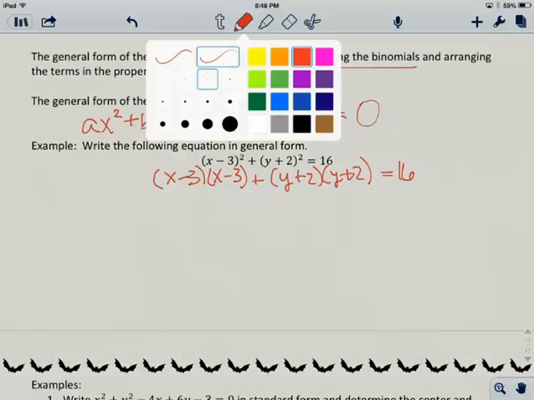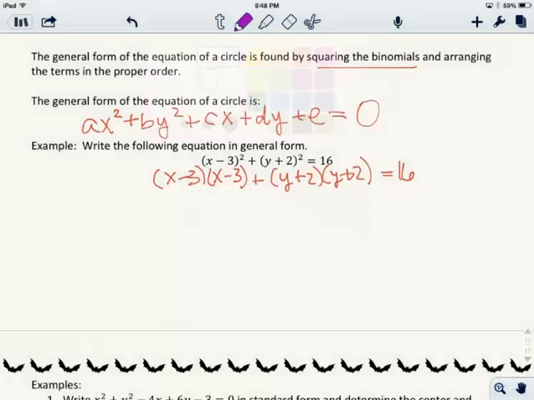Okay, from here, we need to FOIL this out. So x times x gives us our x squared. If we multiply the middle two pieces together, we get a negative 3x and a negative 3x, which together gives us negative 6x. And a negative 3 times a negative 3 is a plus 9.